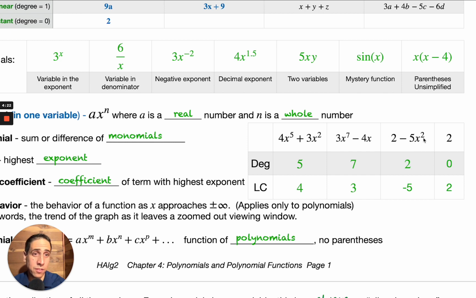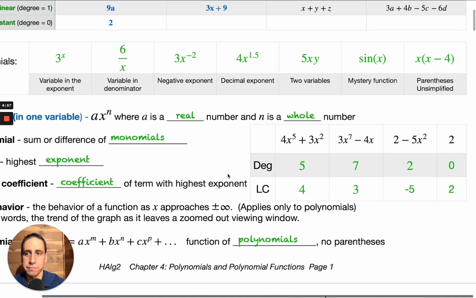Here, 2 minus 5x squared. Sometimes when you write things, you might want to write them in descending order. If you had the choice, you might instead write negative 5x squared plus 2. That would be in descending exponent order. The degree here is 2 because the highest exponent is 2, and the leading coefficient is negative 5 because that's what's attached to the x squared. The leading coefficient is not 2. The degree here is 0 because that's what we call constants. You can see constant, degree 0, and then the leading coefficient would be 2.